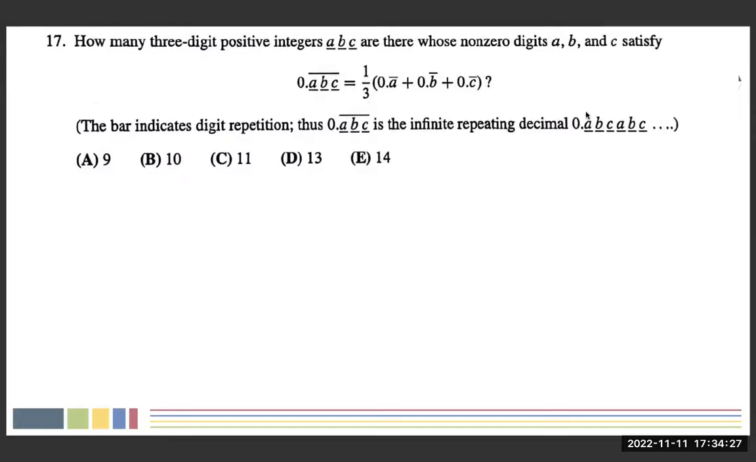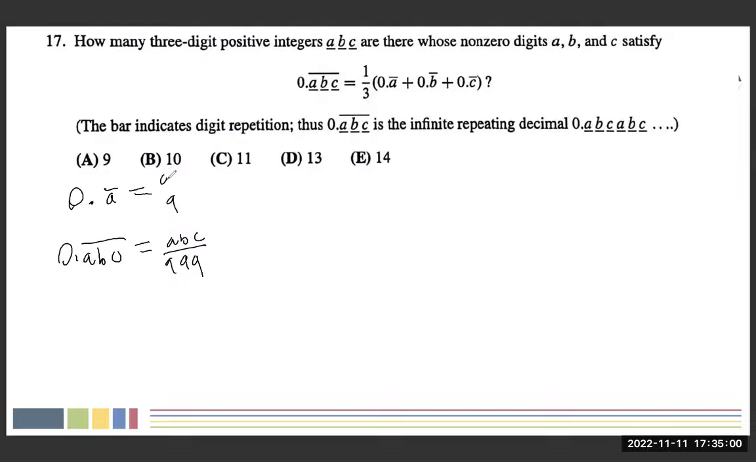So this is 0.ABC, ABC, ABC, and 0.AAA, and so on forever. Okay. So there's something we quickly got to note here, which is the fact that this and this are basically just the 3-digit number ABC over 999. Okay, why is the first one true?